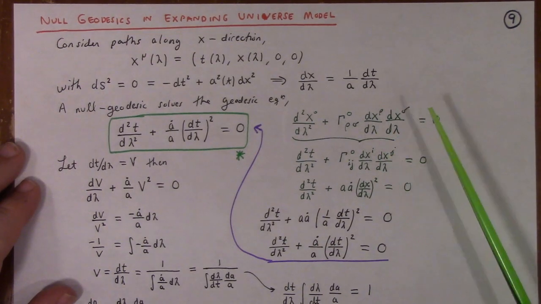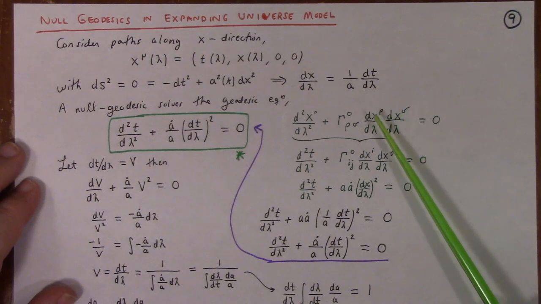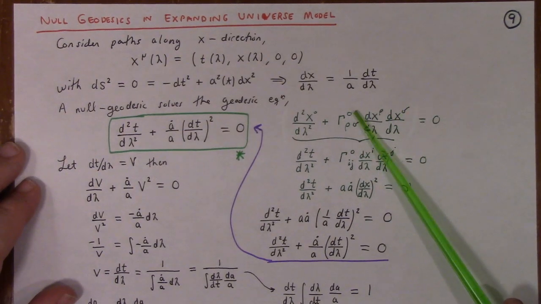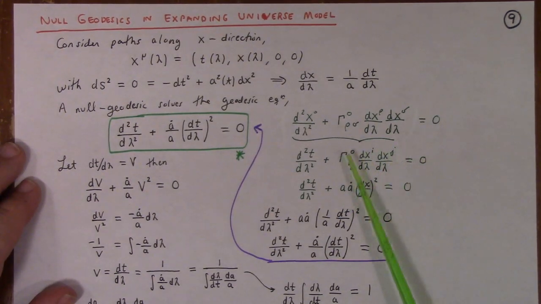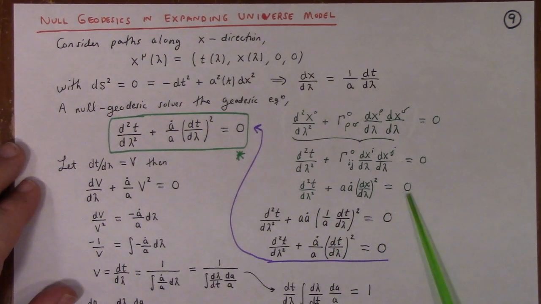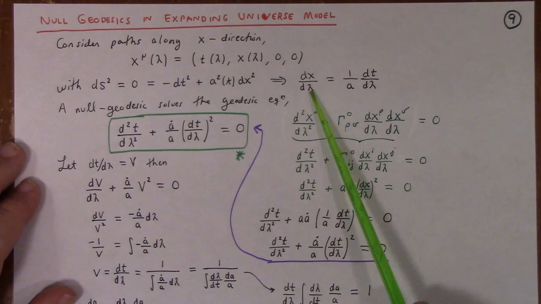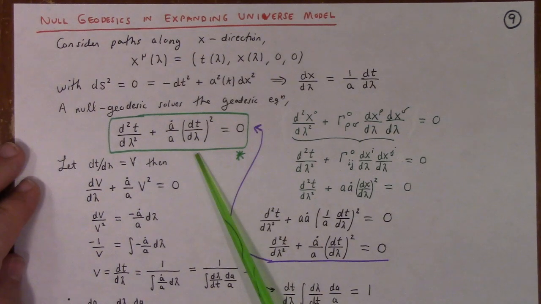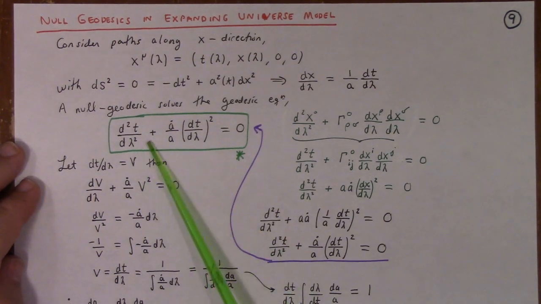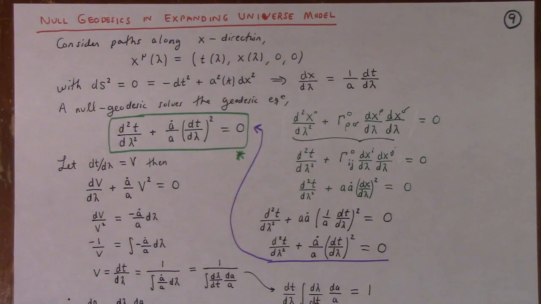Looking back at the last couple pages, we found out that the only non-zero one, if you've got a 0 upstairs, is lower ij like that, and that in fact this was a dot like this. So the geodesic equation gives me this, and then I know that dx/dλ is 1 over a dt/dλ, so I substitute this in for that here, and then voila, I've got the equation that Carroll mentions. He derives it a different way, but this is how I thought I should derive it. So there it is.